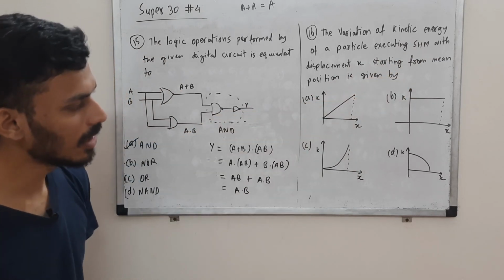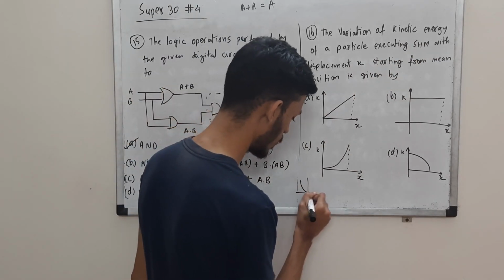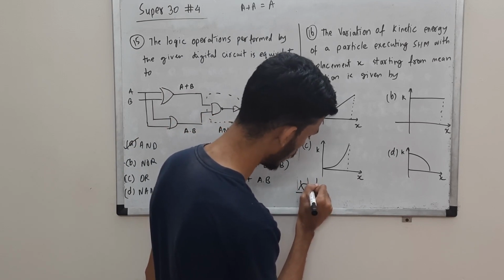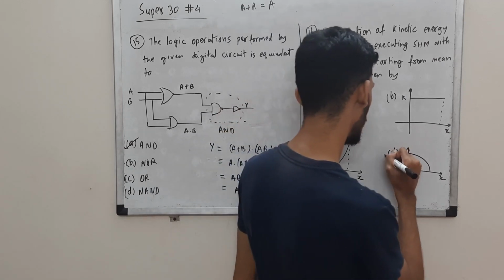So you might know this directly, that the potential energy is proportional to x square. So it's like this. And total energy is constant, so your kinetic energy has to be like this. If you see this part, it is like this. So option D is correct over here.